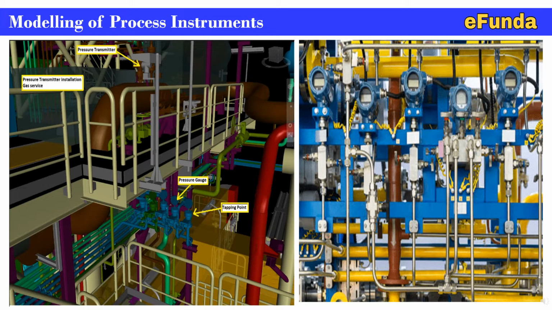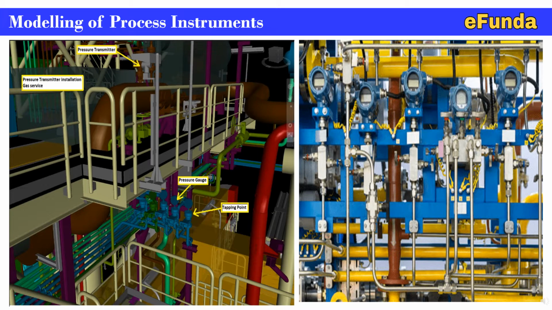One can see how the transmitter is installed with the help of support, complete stanchion, tray, connectivity for laying the cable and the tapping point below. Similarly, so as to have a local indication we are using pressure gauge.